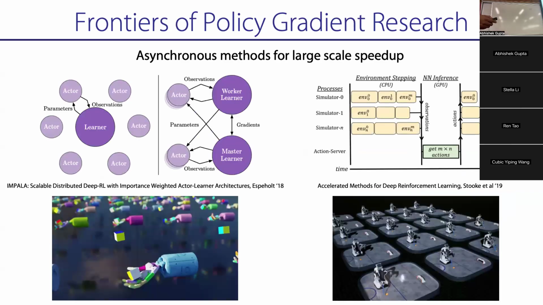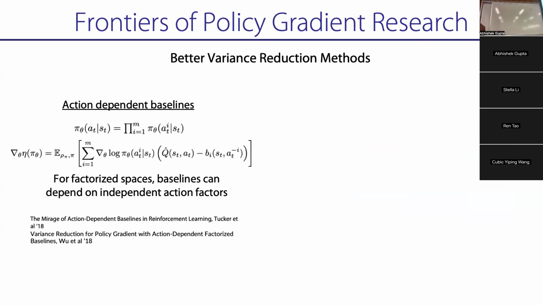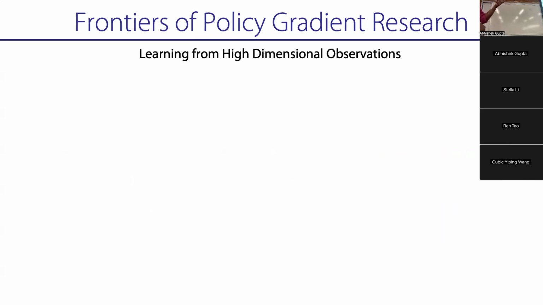There are questions about scaling. How do you do this asynchronously over thousands of GPUs and thousands of simulator instances? There are interesting systems questions there. Better methods for variance reduction. We've talked about variance reduction being done with baselines, which are state dependent. Folks have thought about how to do this with baselines that are action dependent or different types of estimators. So variance reduction is still an open question.